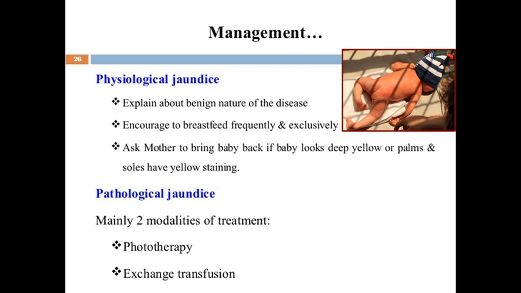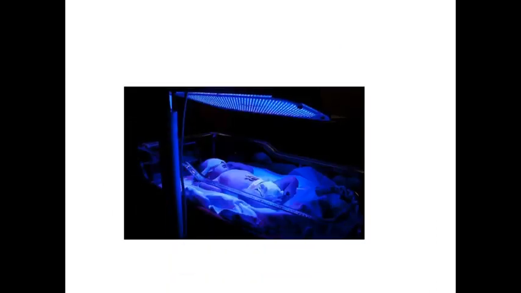Next comes pathological jaundice. Now pathological jaundice, I have told you, always has to be treated. So there are two types of treatment options. For mild to moderate pathological jaundice, the treatment is called phototherapy. And in severe cases of pathological jaundice, the treatment is exchange transfusion. So we'll see what they are.